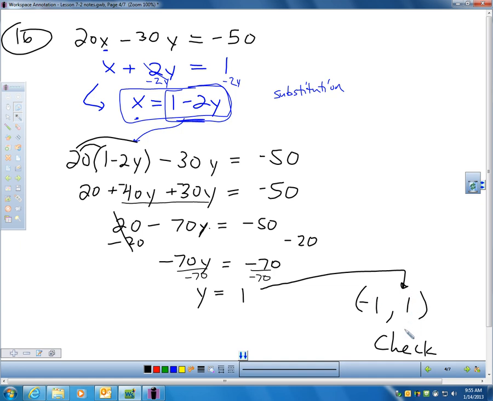So y is 1. Now to find x, if I plug in a 1 here, what plus 2 is 1? Well, negative 1 plus 2 is 1, so I know x has got to be negative 1. All I got to do is check it. If I plug in negative 1 and 1 here, I already know it works. Let's try it here. If I plug in a negative 1, I get negative 20. If I plug in 1, I get 30. Negative 20 minus 30 is negative 50. That checks out. Substitution.